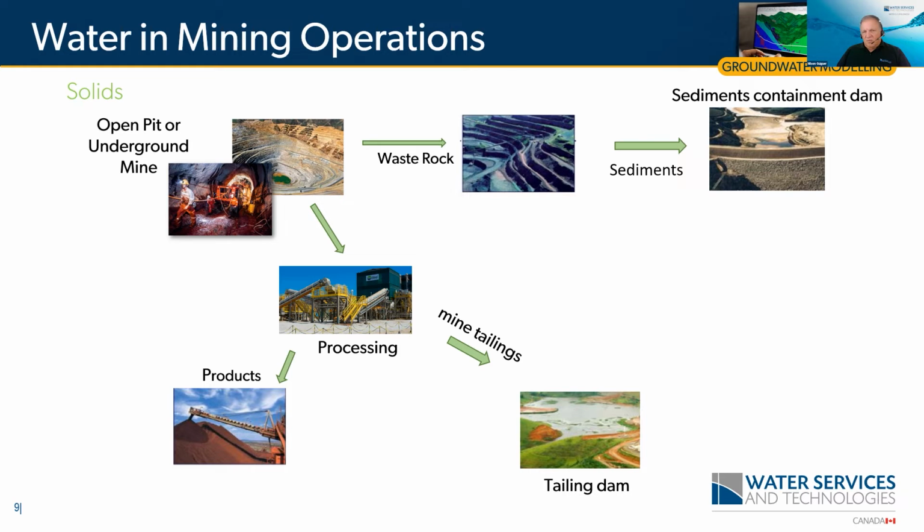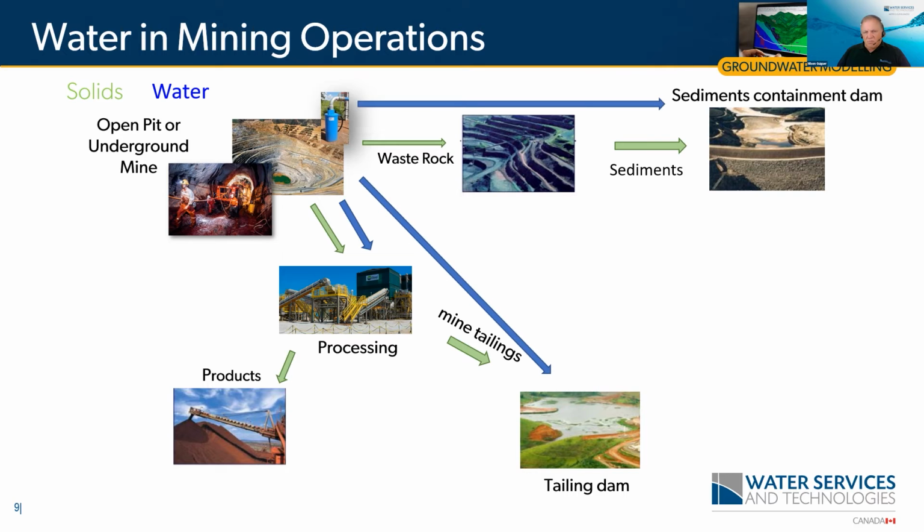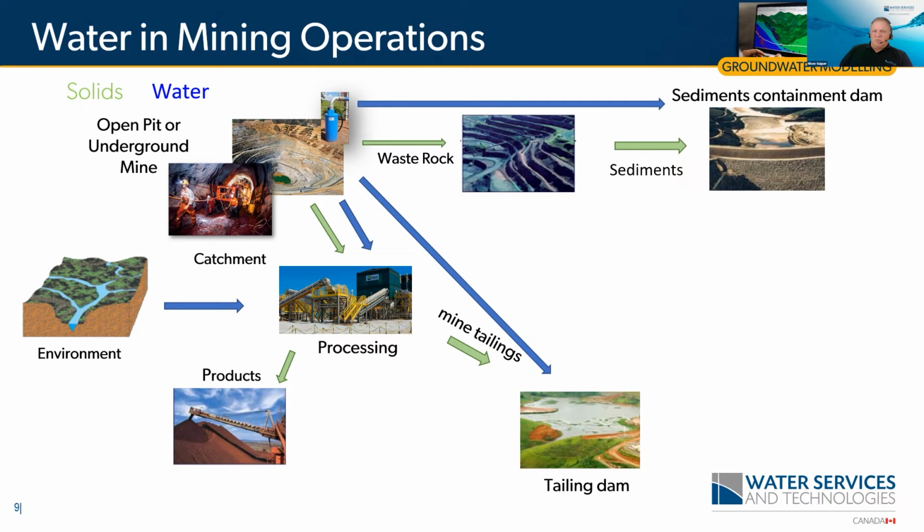Then water. Sometimes you need to dewater or to keep the underground mines dry. Part of that water can go directly to processing, or if there is more than needed for processing, it goes directly to tailings dams or to containment dams. Sometimes there is not enough water for processing or for mine users, so you have to take other types of water from the environment.